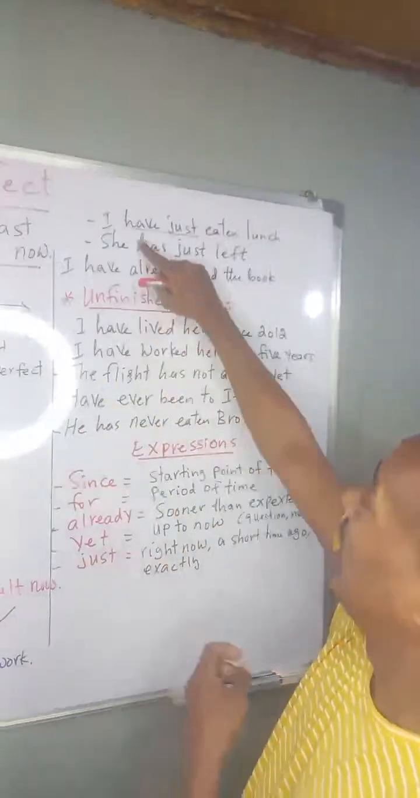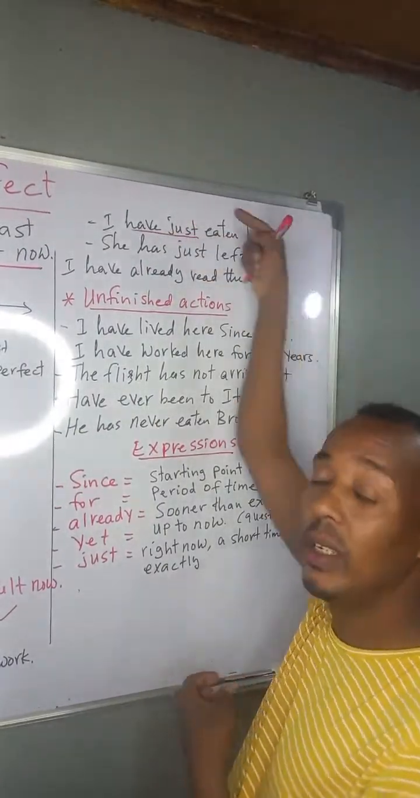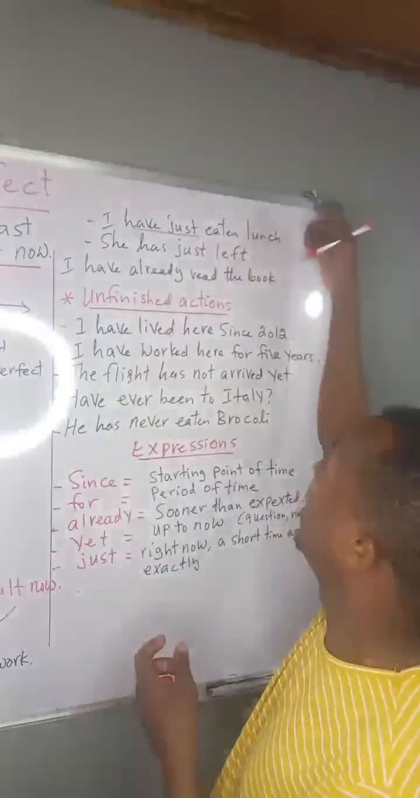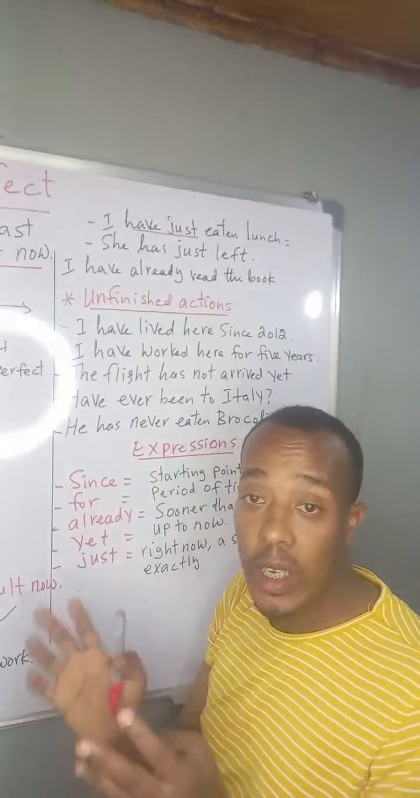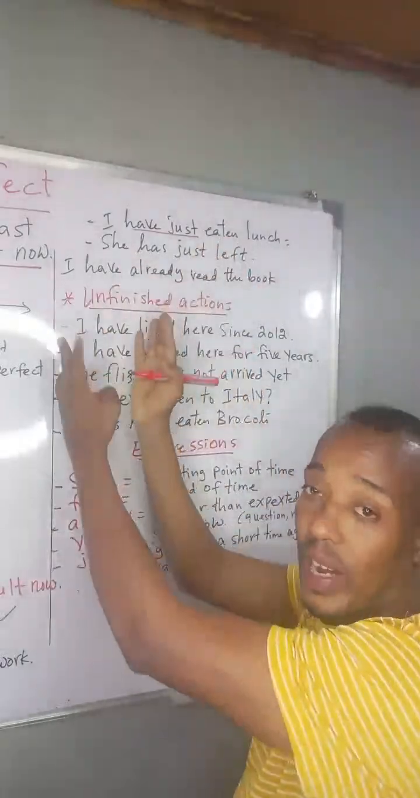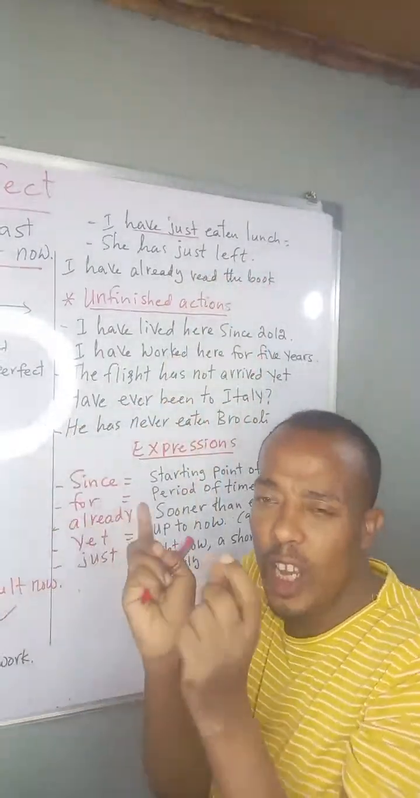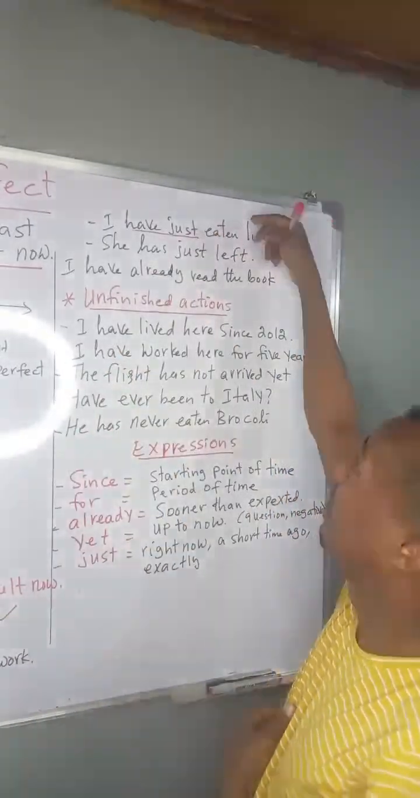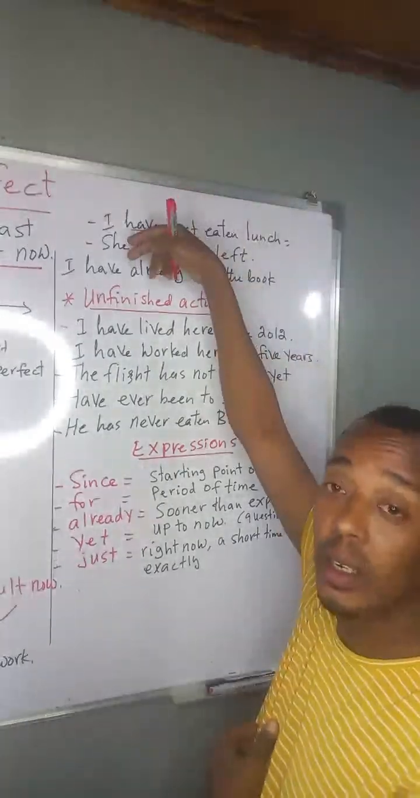Okay, now, when you say I have just eaten lunch, which means you ate your lunch a few minutes ago. So the result is that you don't want to eat anymore. That you are satisfied now. That you are full now. So an action is already done in the past. What is now is the result of the action. You have already eaten, but the result of the action means you don't want to eat anymore now. So an action happened in the past and result now.